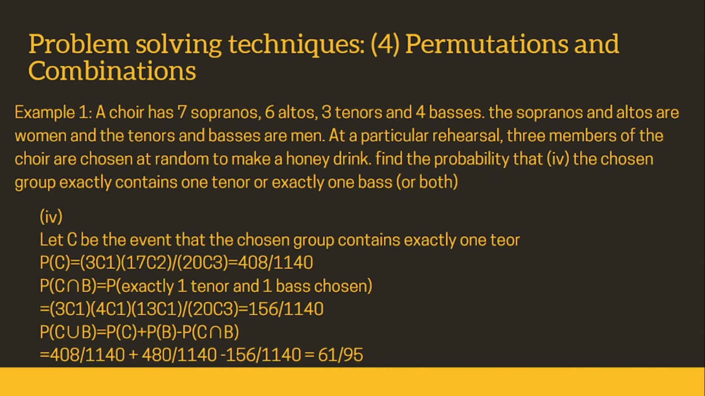So if you want the probability that it contains 1 tenor or 1 bass or both, it's kind of like a union. So our answer will just be the probability of C union B. So in this case, we get probability of C, probability of B, and then we subtract the intersection since it will overlap. So 408 over 1140 plus 480 over 1140 minus 156 over 1140, which will equal 61 over 95.